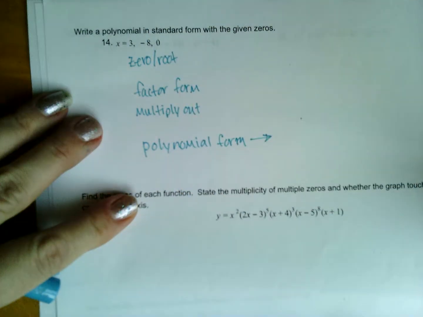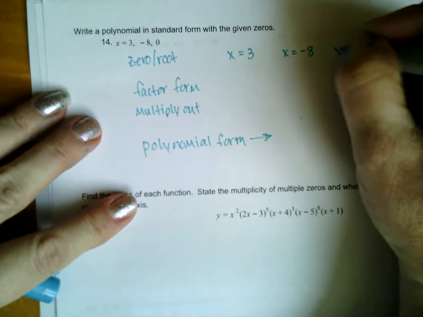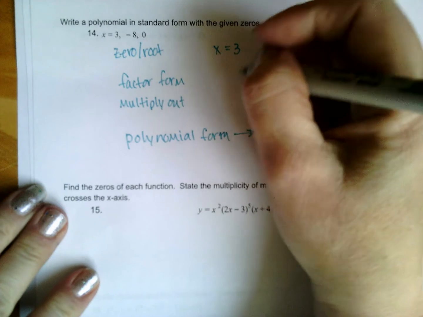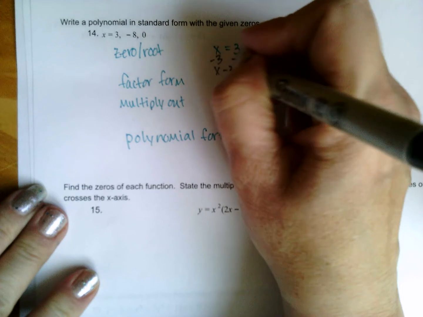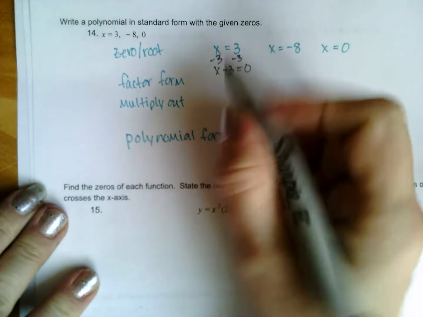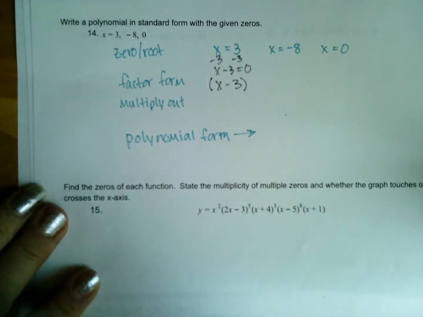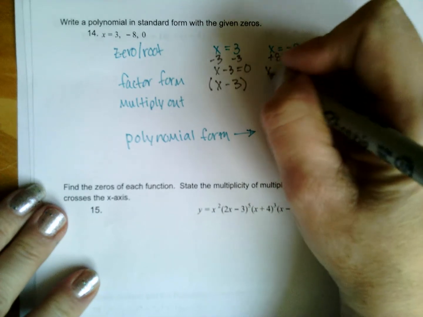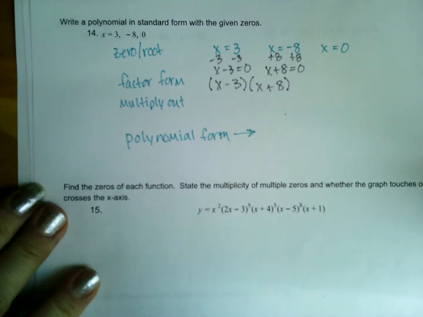Okay, so the 0 or root, I'm going to go x equals 3, x equals negative 8, x equals 0. Those are their 0 or root form. Now to put those back in factored form, I am going to bring that 3 over. So I get x minus 3 equals 0. Then I'm going to take this side here, this x minus 3, put it in a parenthesis and ignore the 0. So I'll do the same thing with x equals negative 8. I have to add the 8 over. So I have x plus 8 equals 0. So I'm going to put x plus 8 in parentheses.